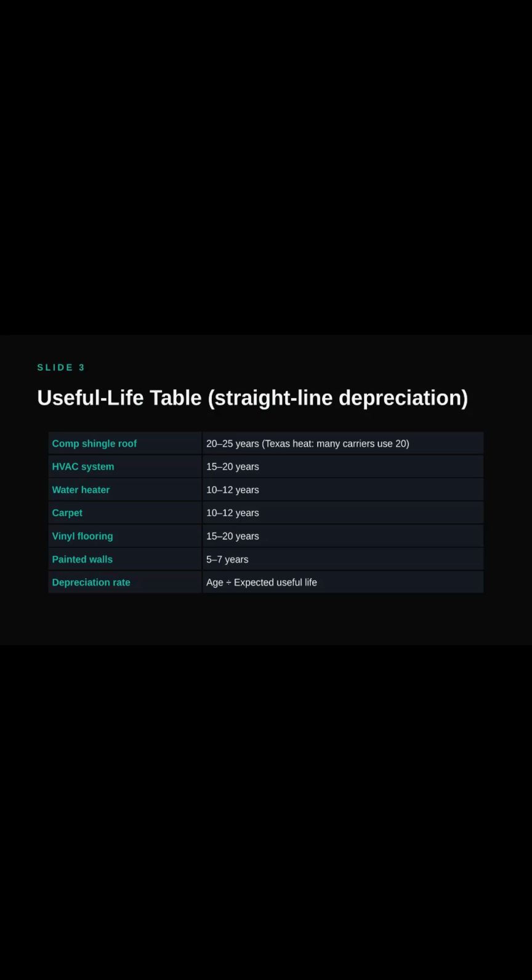Now let's run a real claim, straight from our course. A policyholder has a 12-year-old composition shingle roof with a 25-year expected life. A hailstorm does damage that costs $19,000 to replace. The deductible is $1,000 flat. Step 1. Depreciation. 12 divided by 25 is 48%.